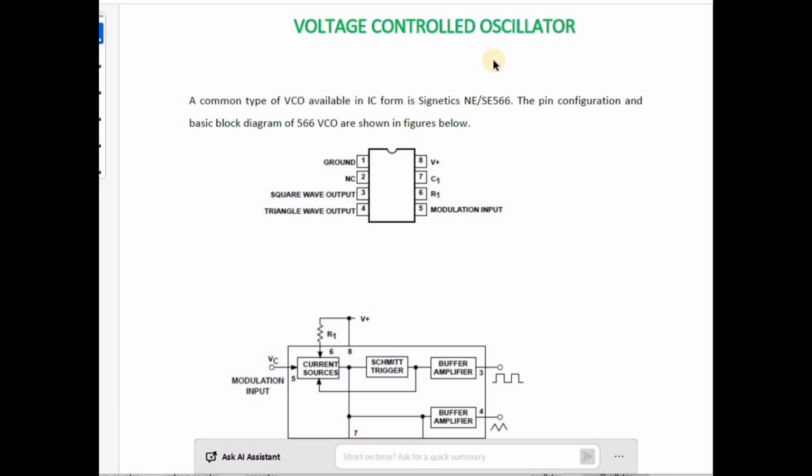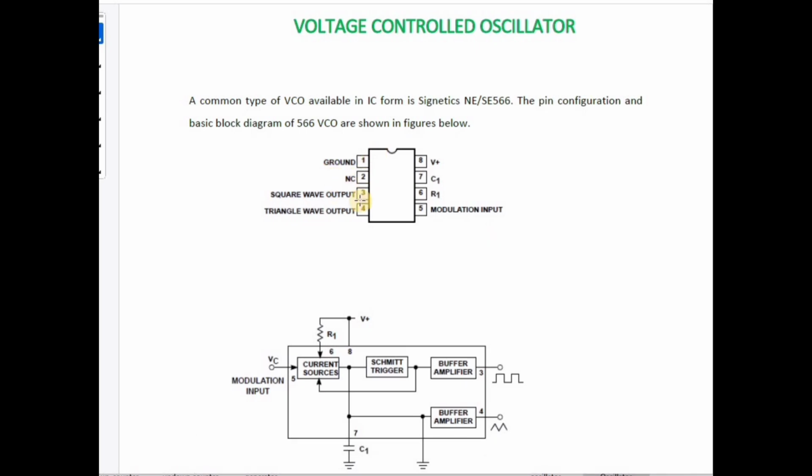In this video, we are going to discuss the voltage controlled oscillator. Here the frequency of oscillation is determined by the RC time constants. This is a pin diagram of the voltage controlled oscillator, that is NE/SE 566.